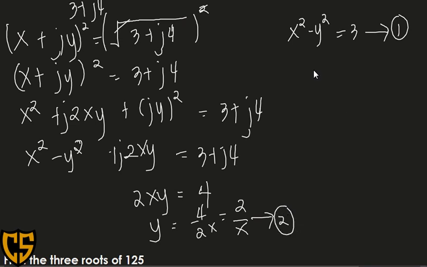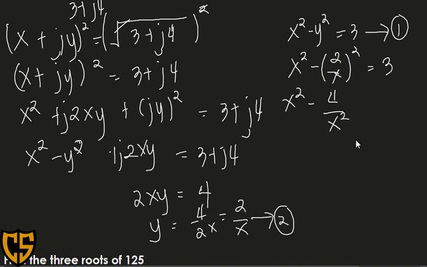So we have x squared minus, y is 2 all over x, squared, is equal to 3. So if we square it, it will be x squared minus 4 all over x squared, and this is equal to 3. Okay, let us erase this so that it is clearer.